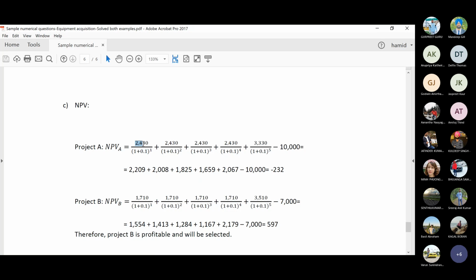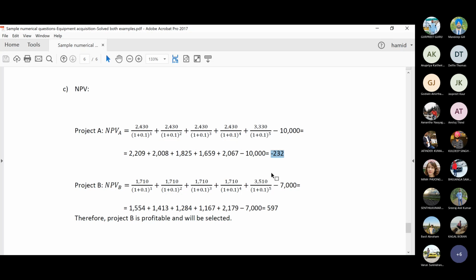So this is the income of the first year, that's why I write 1 here. The income of the second year, that's why I write 2. Up to the last year. This is the income of the fifth year, that's why I write 5. And all of them should be deducted from the initial investment. So after you solve it, you will see that the result will be negative 232. So what's your idea about this project?